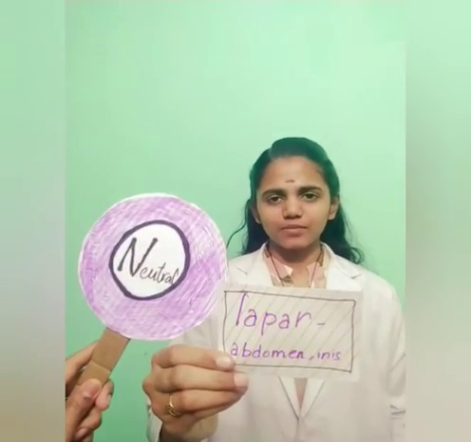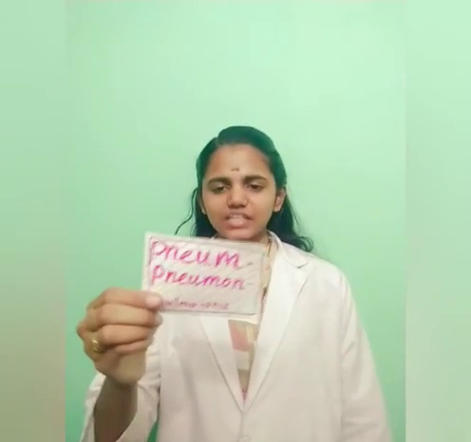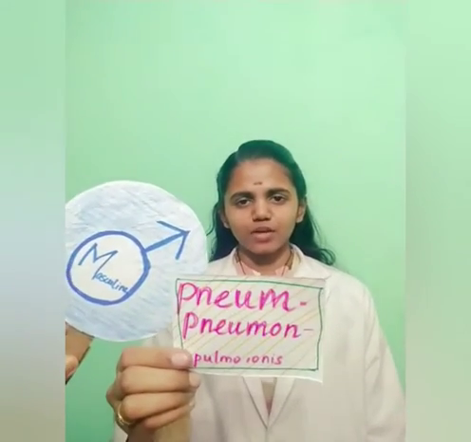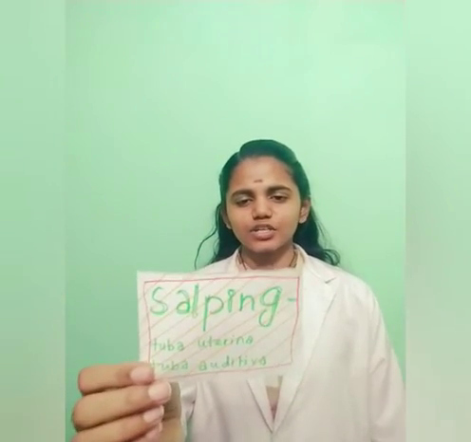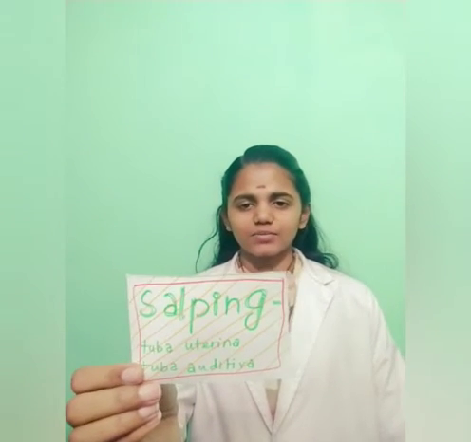The next one is lapar. It means abdominis. It is abdomen. The next is pneum or pneumo. It is pulmo or pulmonis. It is lung. The next one is salping. Latin equivalent is tuba uterina or tuba auditiva. It means uterine tube or auditory tube.